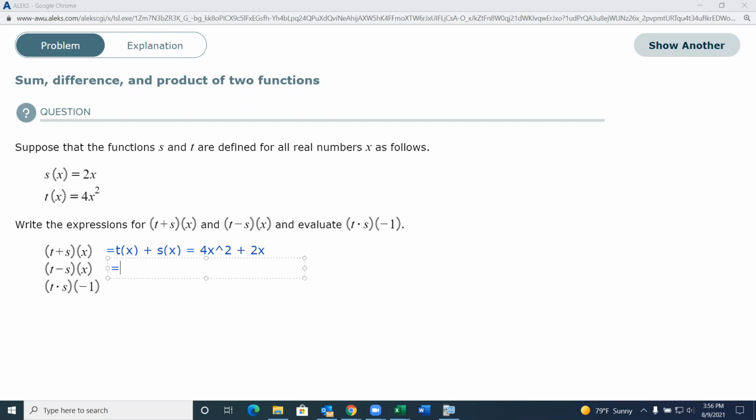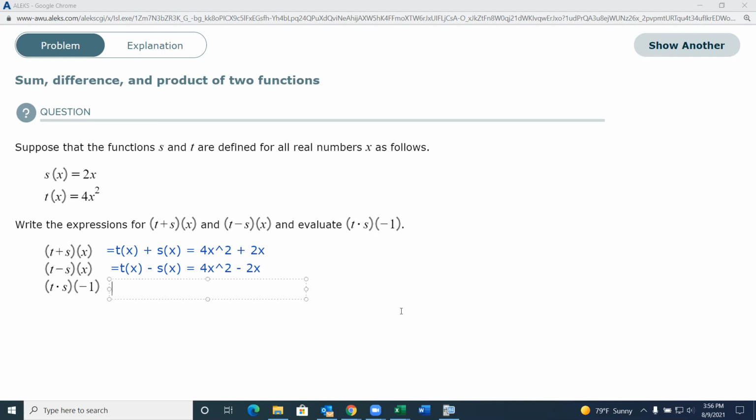All right. How about subtraction? Well, this is going to look very similar. T minus s of x just means t of x minus s of x. Okay. And so that'll be the t function, 4x squared, and then minus 2x. Ooh, very different. And that doesn't simplify any further.